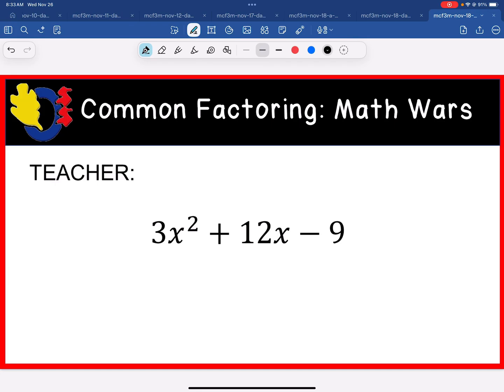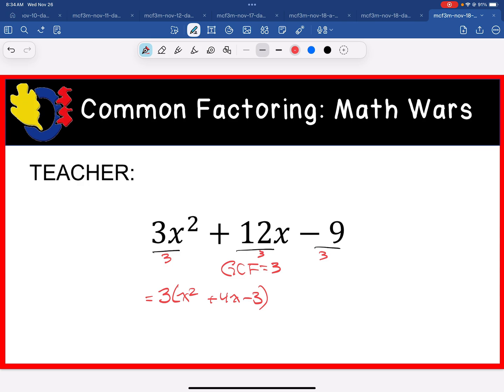Hi everyone, we're going to be practicing some common factoring today. So I'm going to look at each of my terms and I notice that they're all divisible by 3. So my GCF is equal to 3. So if I divide each of those terms by 3, we're going to be left with x squared plus 4x minus 3 in the bracket.